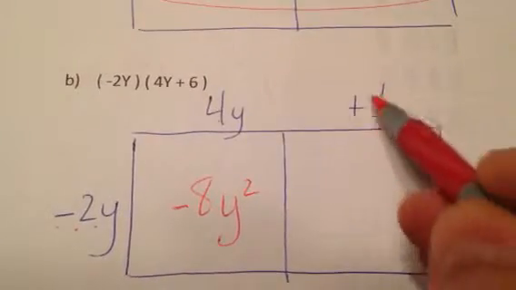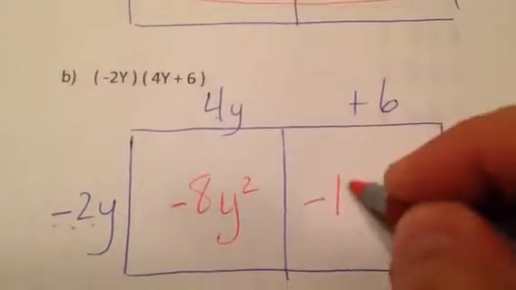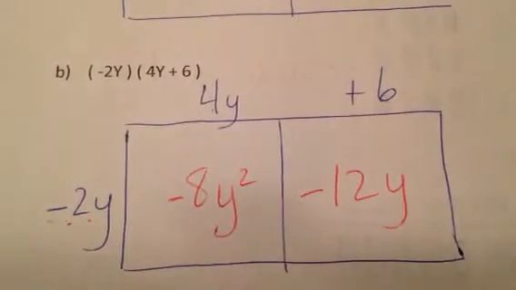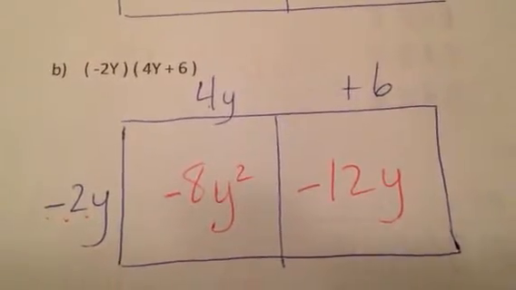Over here, we have a positive 6 times negative 2y. We multiply negative 2 and 6. It's negative 12y. And there's our answer. Okay? So we can see the rule is actually quite simple, right?